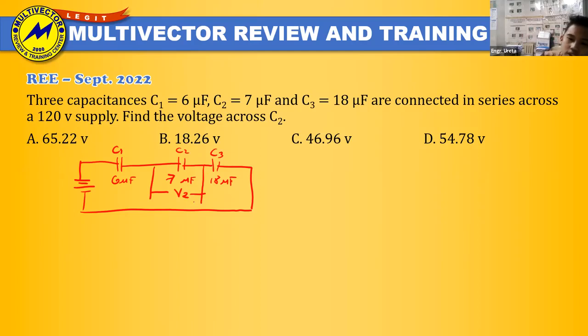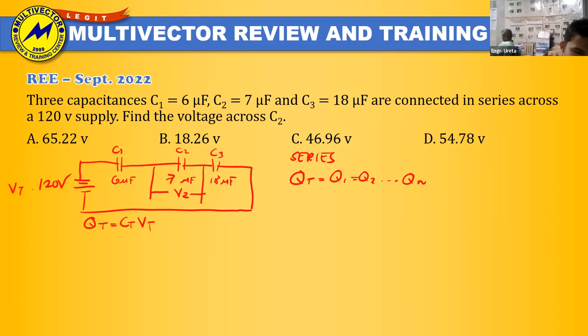Okay, so the voltage across C2, para natin masolve yan, take note for series capacitor, constant dito yung charges. Okay, the total charge QT is just equals to Q1, Q2, kung ilan man yung capacitor in series. Okay, so kaya hanapin muna natin yung QT. Our QT is just equals to the total capacitance multiplied by the voltage. Sure, meron na tayong total voltage, which is 120 volts. Ito yung source voltage. Okay, hanapin muna natin yung total capacitance.